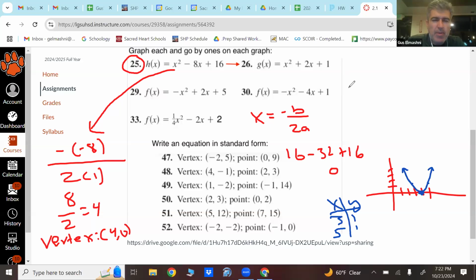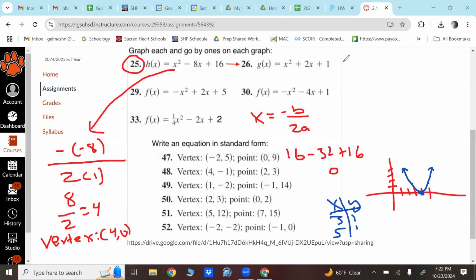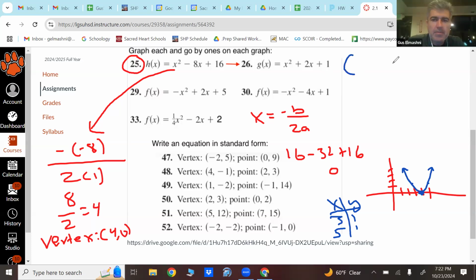But does that make sense how I did 25? Okay. So what I would like you to do now is go ahead and do 26. Tell me what the vertex is. And then tell me what 2 of the points you get. So you're going to be using this formula here.